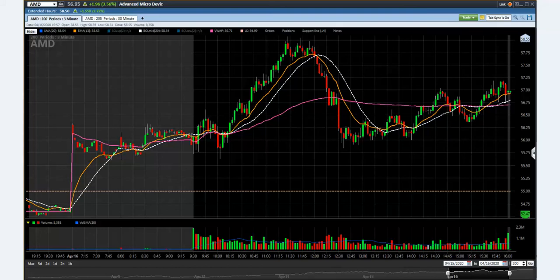Today we will be trading AMD. I will show you its consolidation breakout. You don't see it, but it's right here. It's a very short consolidation, but I'll show you more.